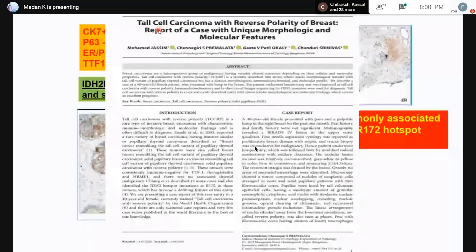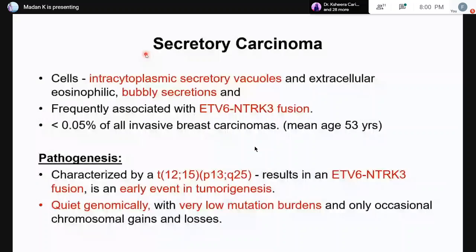And then we have secretory carcinoma. This is also placed under rare and salivary gland type tumors in breast cancer. Here the cells show intracytoplasmic secretory vacuoles and they have extracellular eosinophilic bubbly secretions. These are frequently associated with ETV6-NTRK fusion, and this tumor constitutes less than 0.05% of all invasive breast carcinomas.